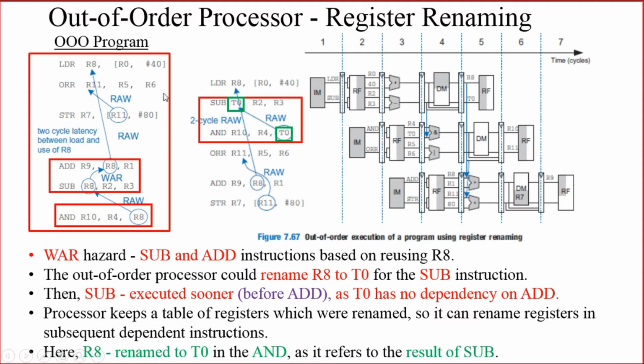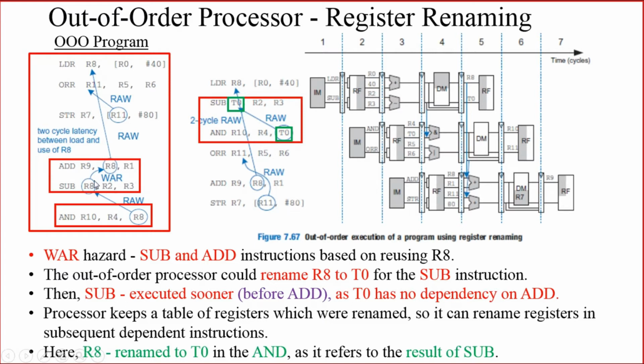We'll see one example here. This is the out of order processor program that you saw in the last class. First you use LDR, then OR, STR, add, sub and AND. Between add and sub there is a write after read hazard. That means sub should write into R8 only after the read of R8 in the add instruction is over. If it is done in reverse, with sub writing first and the read of add taking place afterwards, it will generate a write after read hazard.